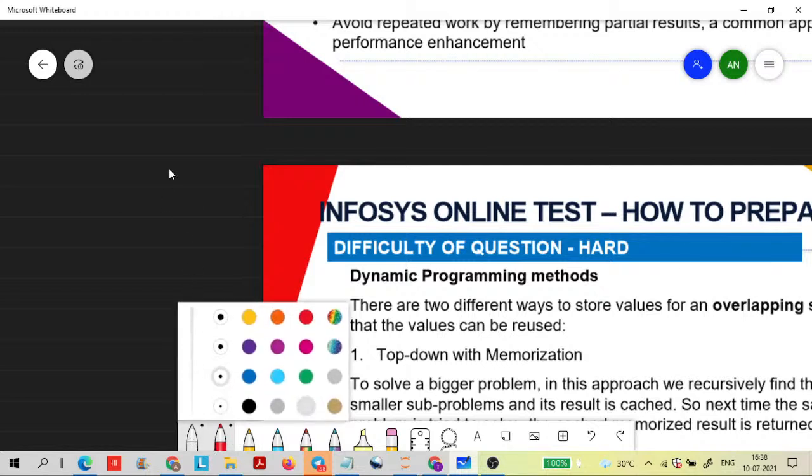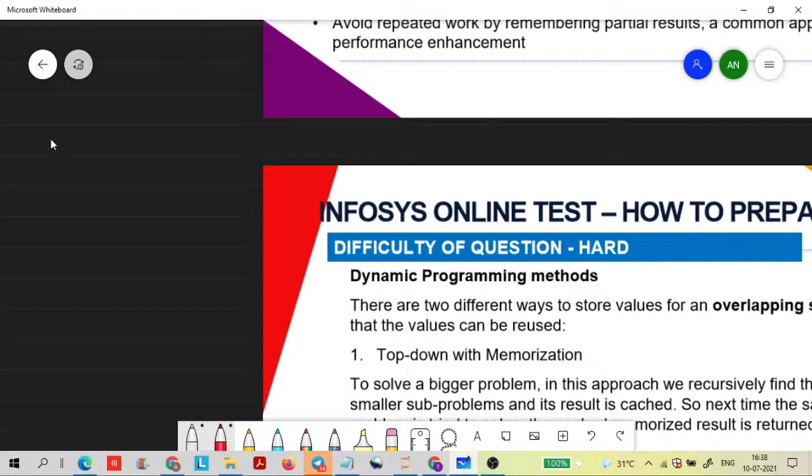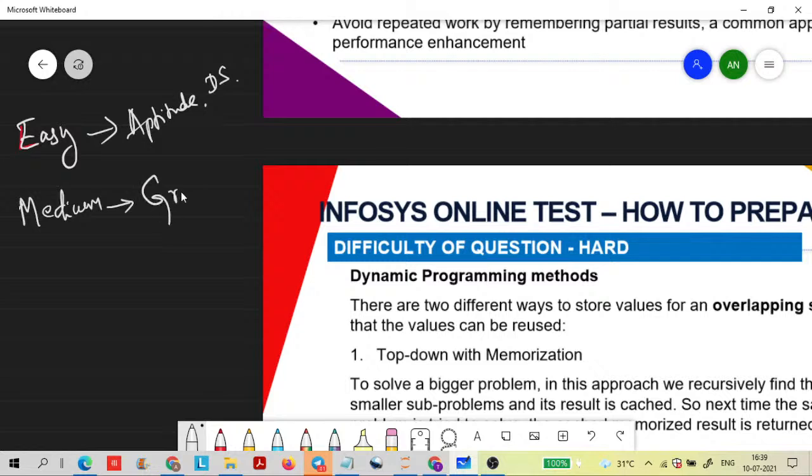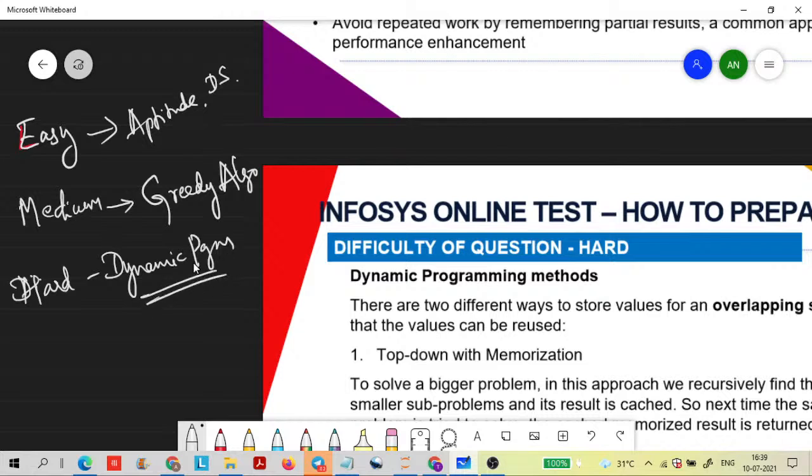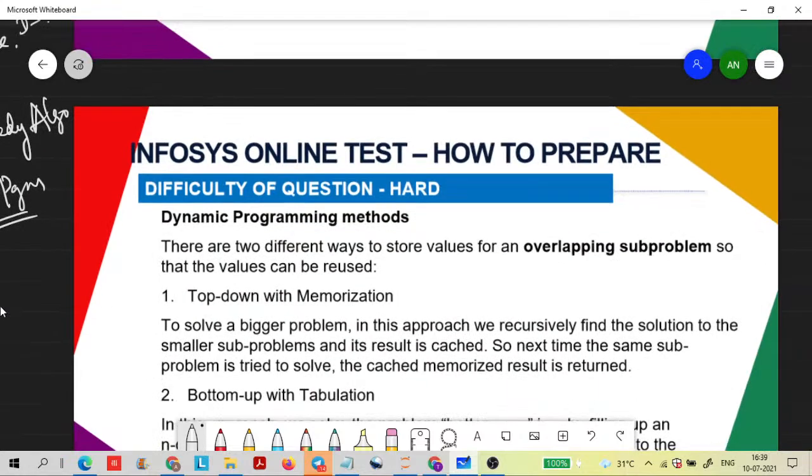Okay, so as we discussed about the easy level, that is based upon aptitude concepts or data structures, by using which you can solve the problems. And for the medium level, the questions will be based upon greedy algorithm concepts. Then for the hard level, the questions are based upon dynamic programming. Okay, so for that you can refer to the platforms that I have mentioned for preparation.